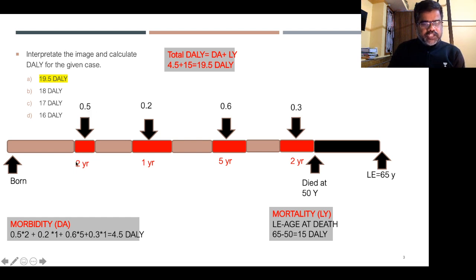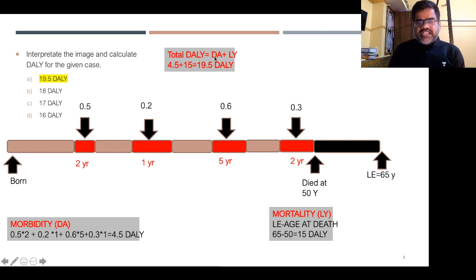You have to multiply the duration of illness with the disability weight. If you multiply 0.5 by 2, you get the disability adjustment for this period. Similarly, you multiply 0.2 into 1, 0.6 into 5, 0.3 into 2 years. Similarly, you get the disability adjustment for the entire period when he was sick. So the morbidity which contributes to DALY is 4.5 DALY. Now if you add this 4.5 DALY to 15 DALY, it becomes 19.5 DALY. So this is the way we calculate DALY.